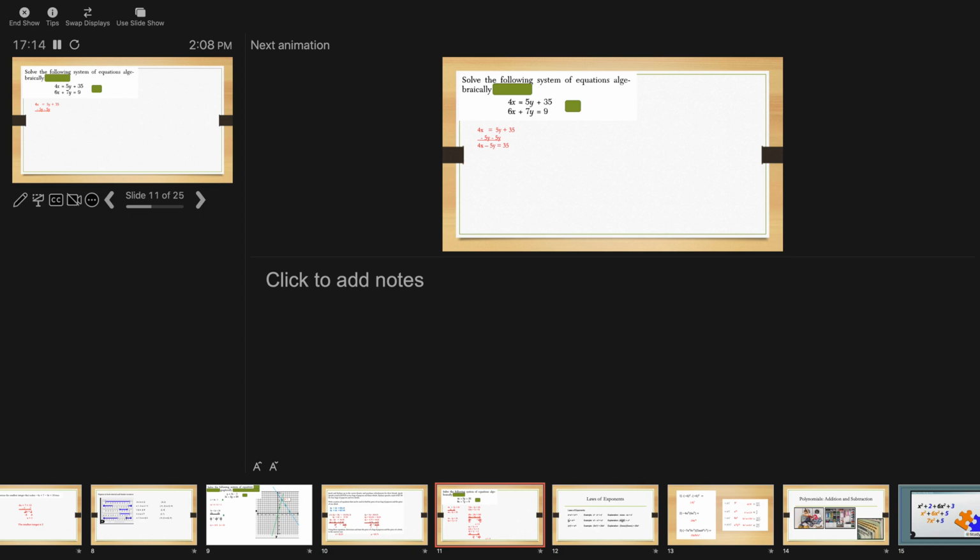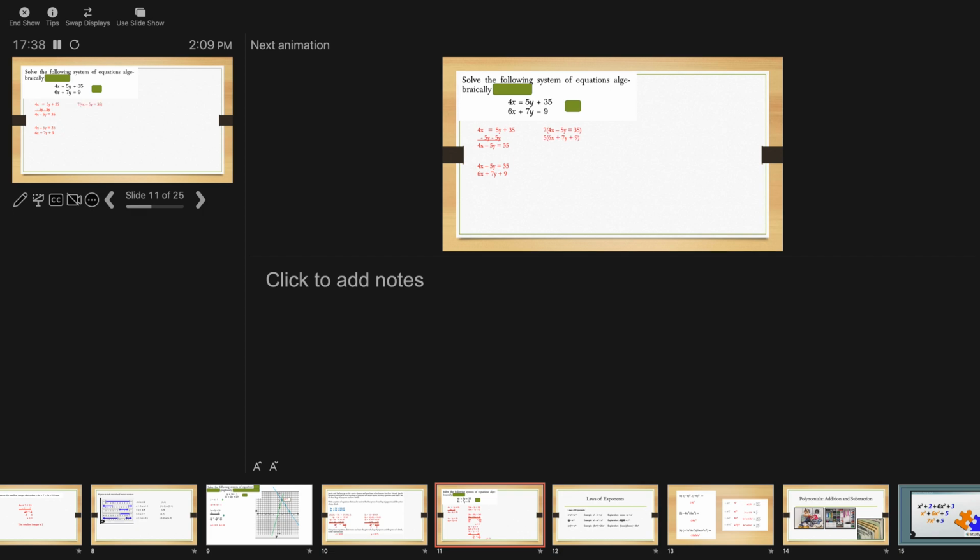The first thing I do is subtract 5y from both, and that gives me 4x minus 5y is 35. Now it lines up perfectly with the 6x plus 7y. That's not supposed to be a plus sign. That's supposed to be an equal sign right there. You'll notice on your laptop that the plus is above the equal sign, so I accidentally hit shift.